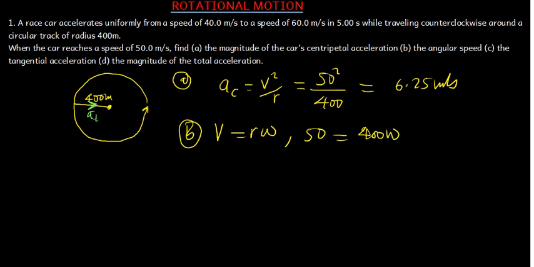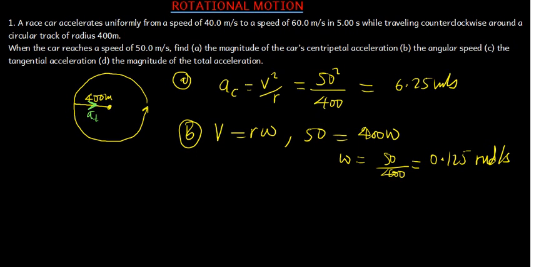Divide both sides by 400. So the angular velocity is going to be 50 divided by 400, and that is going to give us 0.125. Because it is angular, it is given in radians per second, because the distance in angular terms is not in meters but in radians. We measure distance in terms of angle, or displacement in terms of angle.